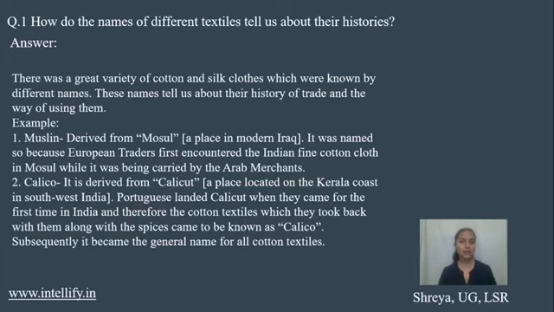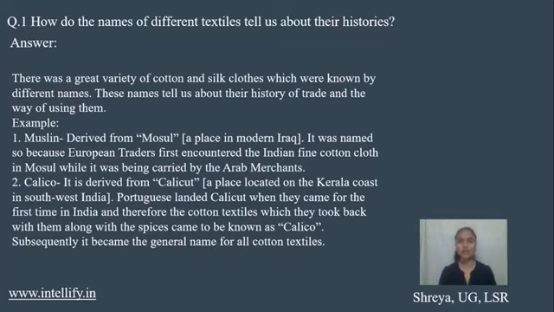So the first example is muslin. Muslin has been derived from the word Mosul, which is a place in present-day Iraq. It has been named after Mosul because it was the place where Europeans for the first time encountered Indian fine cotton cloth while it was being carried by the Arab merchants. From this time, the word muslin became very popular and it was used worldwide.